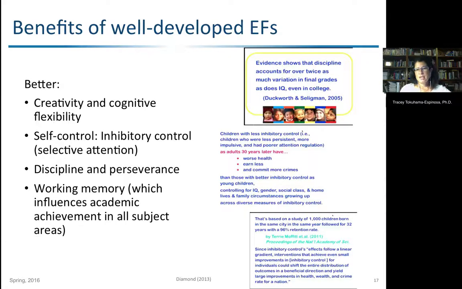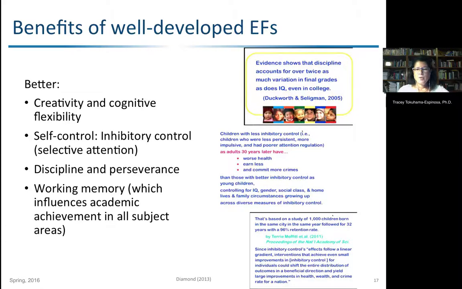In Adele's presentation, she highlighted a wonderful study by Duckworth and Seligman, which showed evidence that discipline accounts for over twice as much variation in final grades as IQ, even in college. So this idea of having self-discipline, being able to focus, being able to choose what is important, being able to decide what you're going to pay attention to, is actually more valuable in determining final grades than what you're born with. This is really key to our nature-nurture conversation, where we're always discussing what is really more important, right?